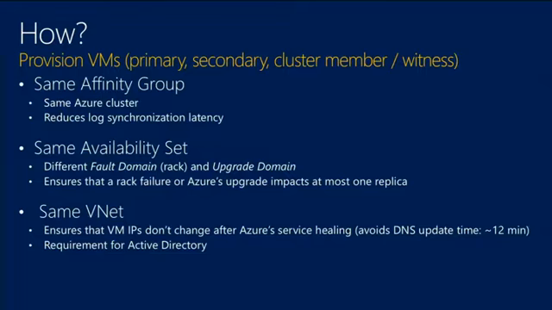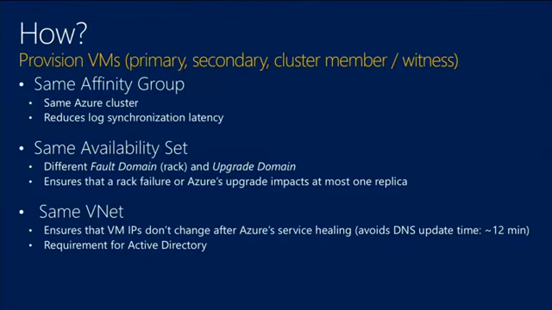The second thing is making sure that primary and secondary are part of the same availability set. Again, this is the concept that Corey was talking about. This ensures that primary and secondary are in different racks, so that in case one rack fails, it doesn't impact multiple replicas. And also in different upgrade domains, so that a Windows Azure upgrade impacts at most one of these replicas at the same time.